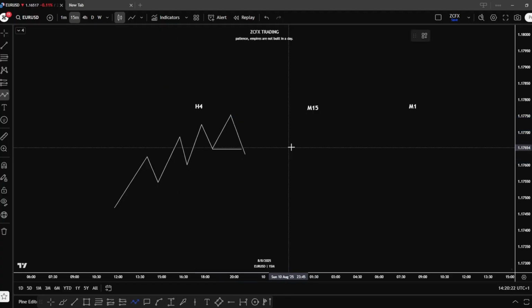M15. So let's just start off from around here on the M15. We form a new high, lower lows, lower highs, lower lows, lower highs. We tap into the range lows, we wick it, or the wick is still forming, and then we get a bullish shift to the upside.